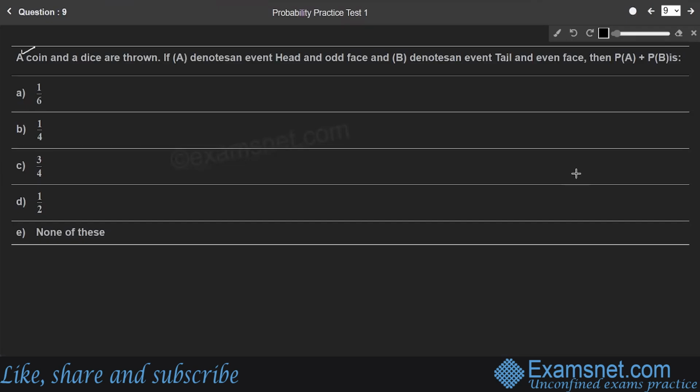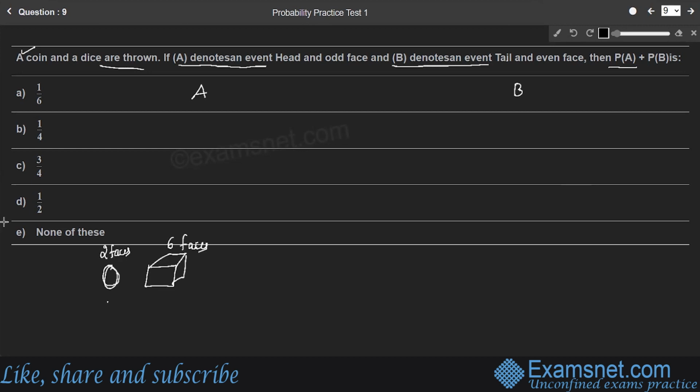Question number 9. A coin and a dice are thrown. If A denotes an event, head and odd face, and if B denotes an event, tail and even face, then the probability of getting A plus the probability of getting B is. So let us consider two events, A and B, in which a coin and a dice are thrown. Here, there are 2 faces for a coin, and there are 6 faces for a dice.